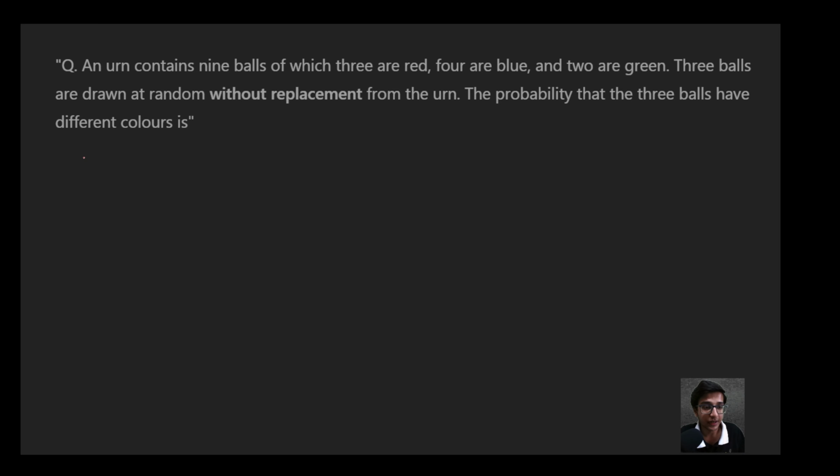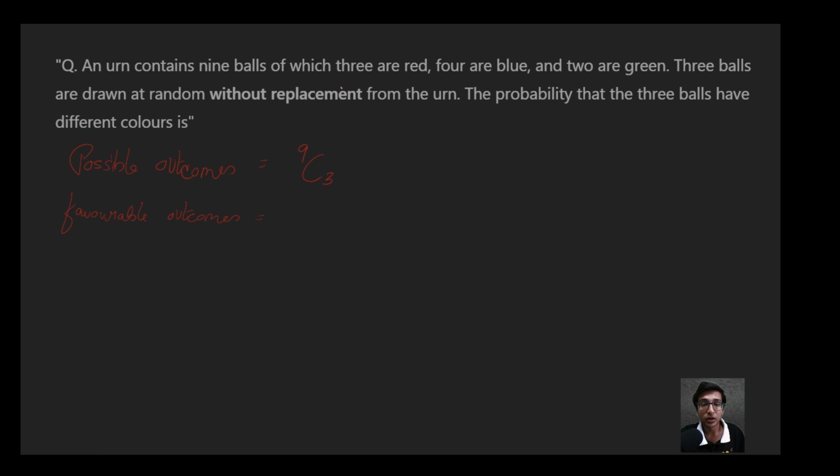First let us find out our total possible outcomes. What are my possible outcomes going to be? I'm drawing 3 balls out of 9, so it is going to be 9C3. There are 9 balls, right? I'm drawing 3 out of them, so my possible outcomes can be 9C3. And let us now find out favorable outcomes.